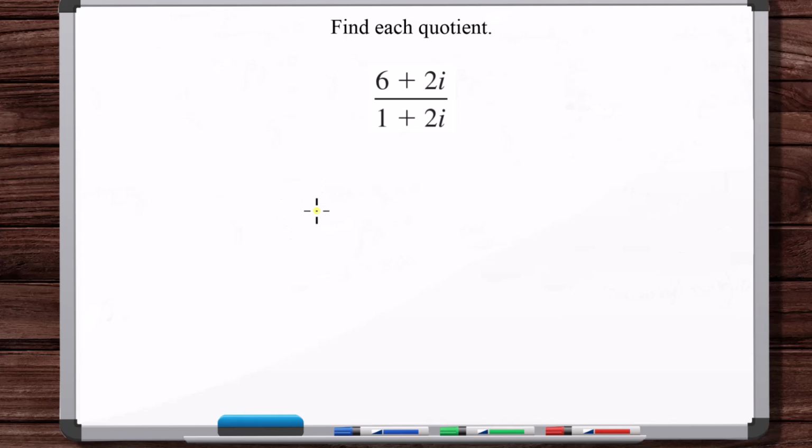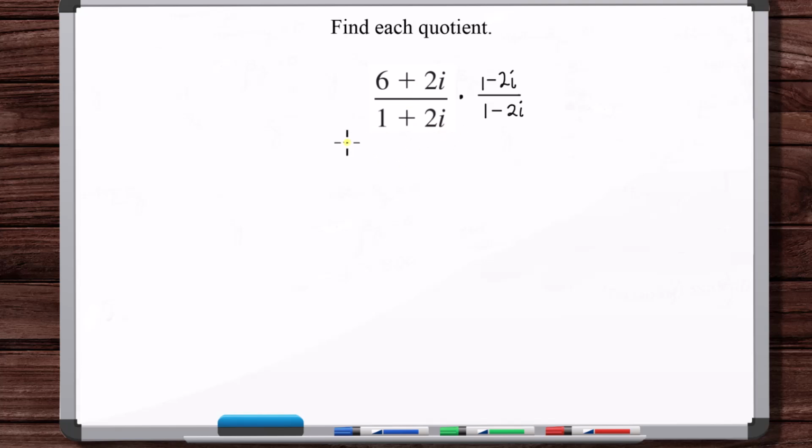But all we need to do is this. The goal is to turn the denominator into a single number. And we can do that by multiplying by 1 in the form of the conjugate of the denominator, the complex conjugate. Then we can turn this into a single number. Then we can simplify it and split it up.